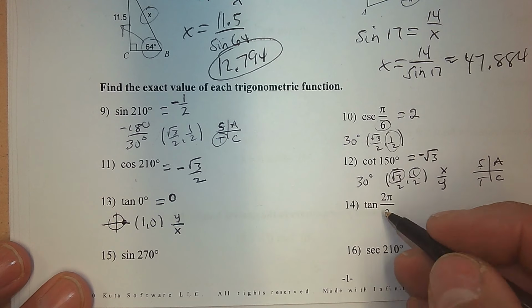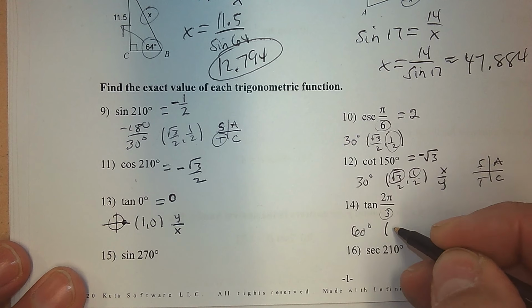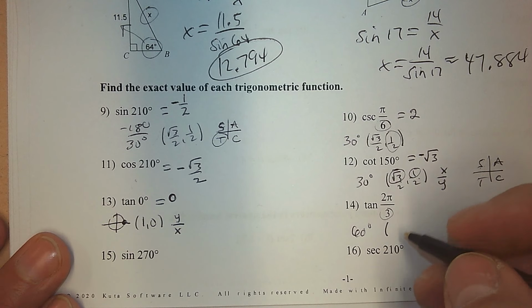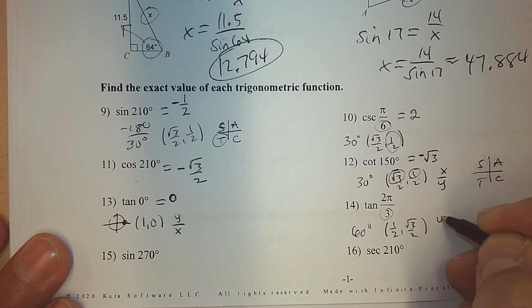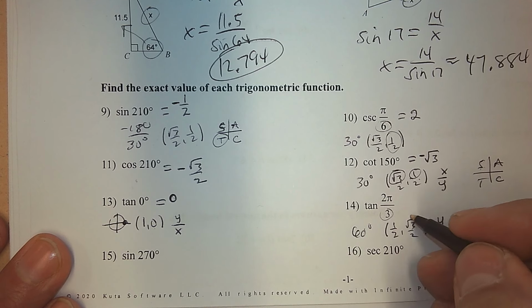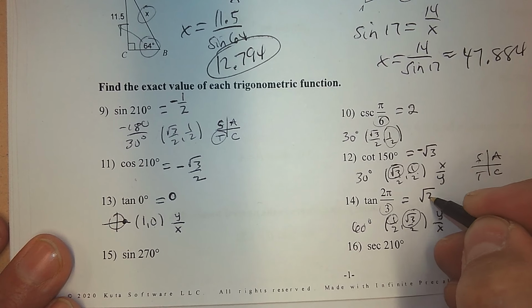Tangent of 2 pi over 3. The pi over 3 means the reference angle is 60. The point on the unit circle at 60 is 1/2 and root 3 over 2. The definition is y divided by x again. So y divided by x is root 3 over 1, which is root 3.